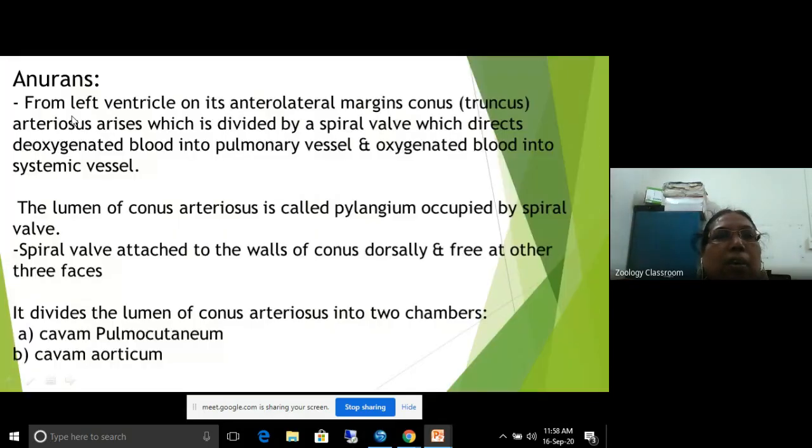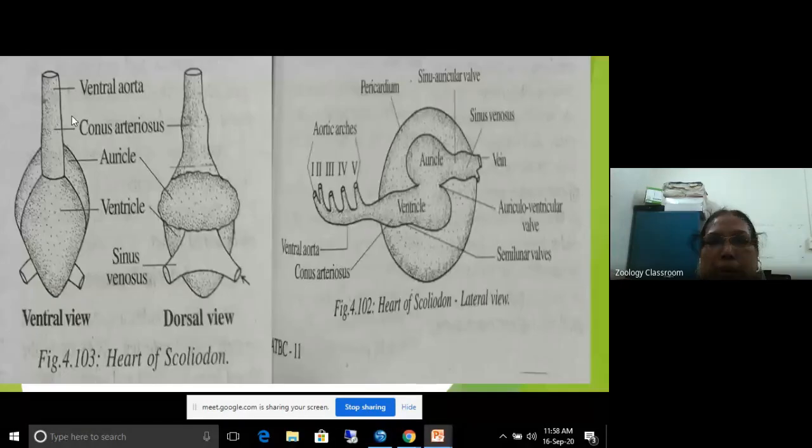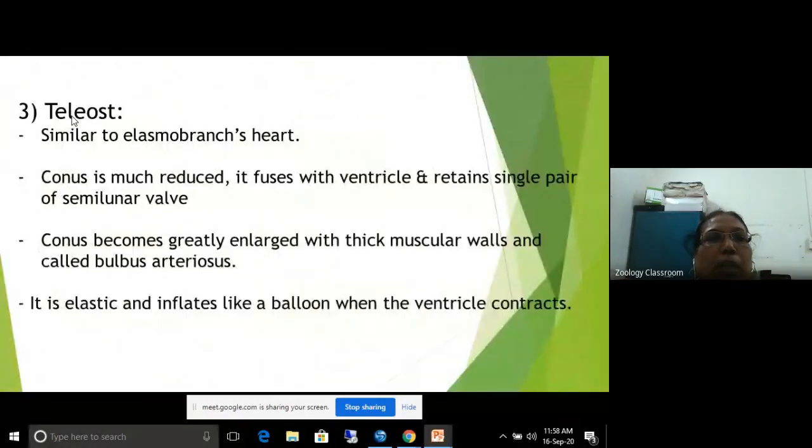So this is the presence of, in the second, teleost. The conus is much reduced. It fuses with the ventricle. It consists of a single pair of semilunar valves. Then the conus becomes greatly enlarged with thick muscular walls.